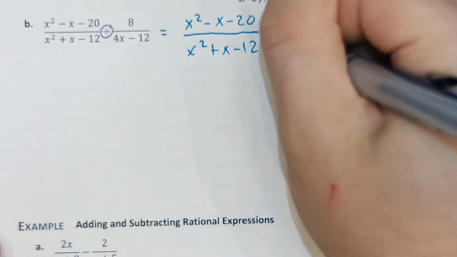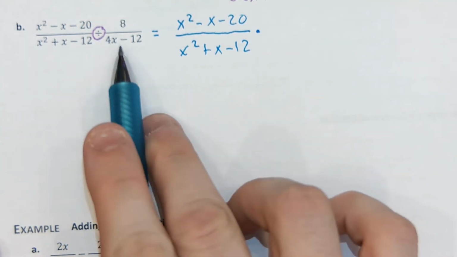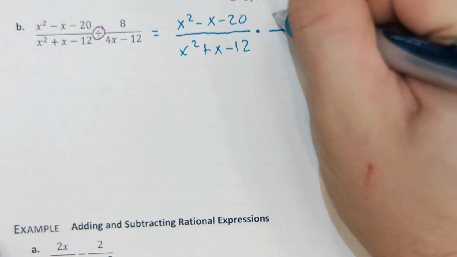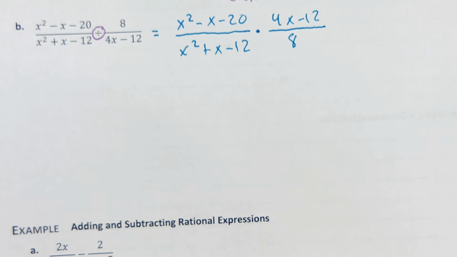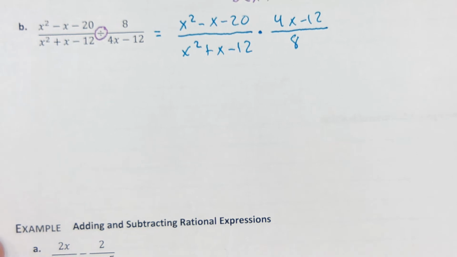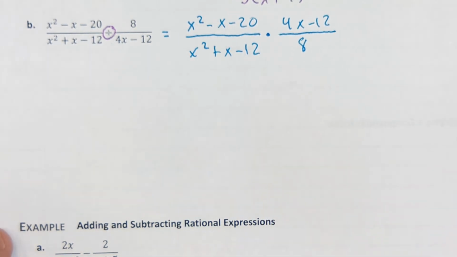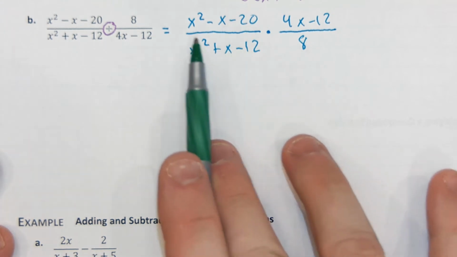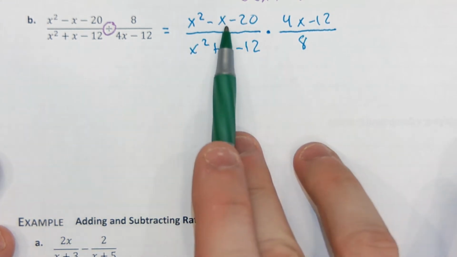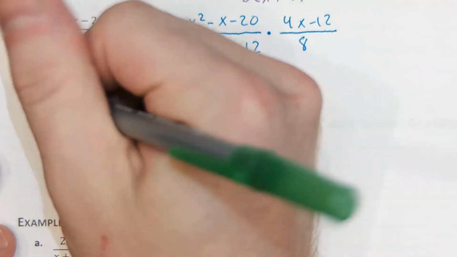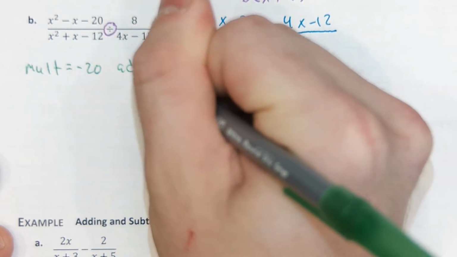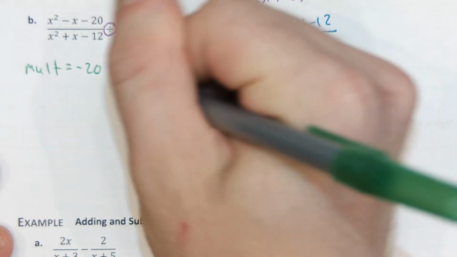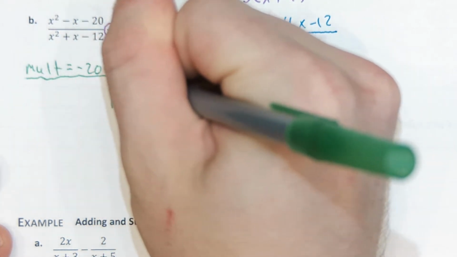Change the division to a multiplication, and then flip the second fraction over. This is where you would want to start factoring things. Well, these are both going to be the easy ones, because there is no number in front of x squared. So for this one here, we're looking for the two numbers that will multiply to negative 20 and add to negative 1. All right, the two numbers that multiply to negative 20 that add to negative 1.